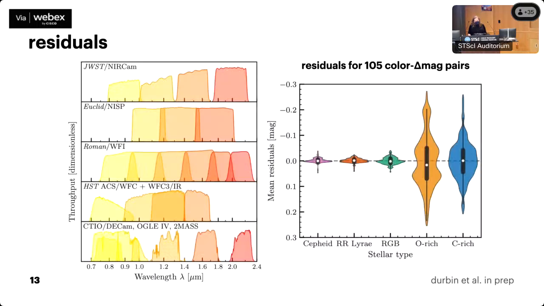And I also recently extended this project to just do the same thing for some bands on NearCam, Euclid, and Roman, as well as a couple bluer ground-based bands and HST bands. And the situation is pretty much the same across the board.